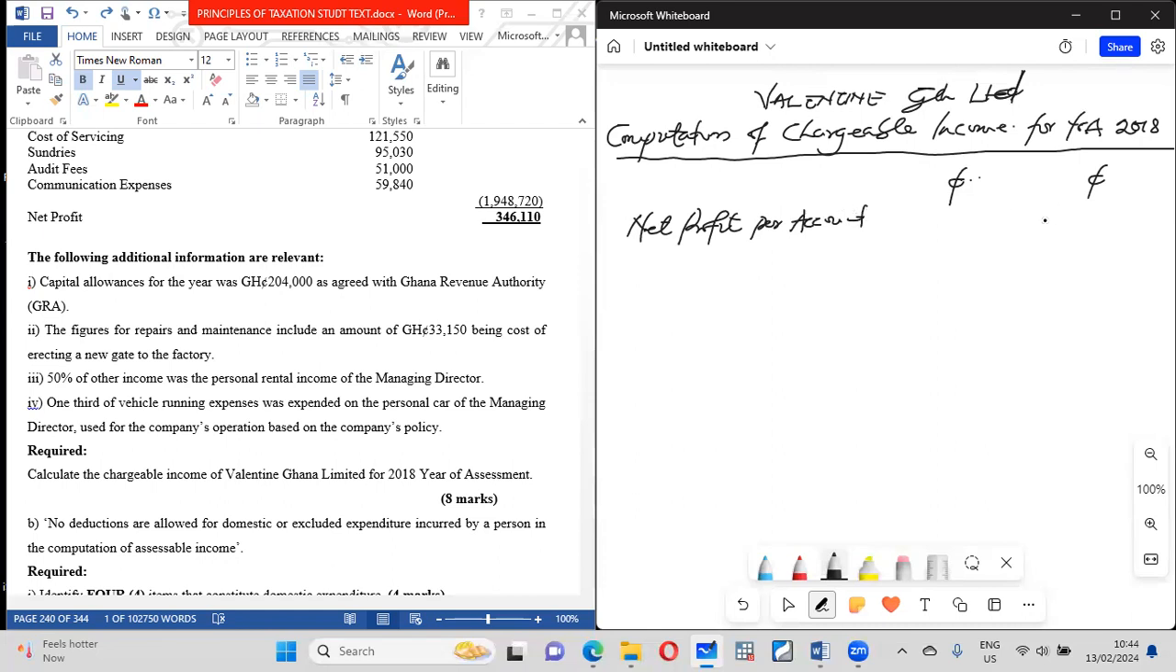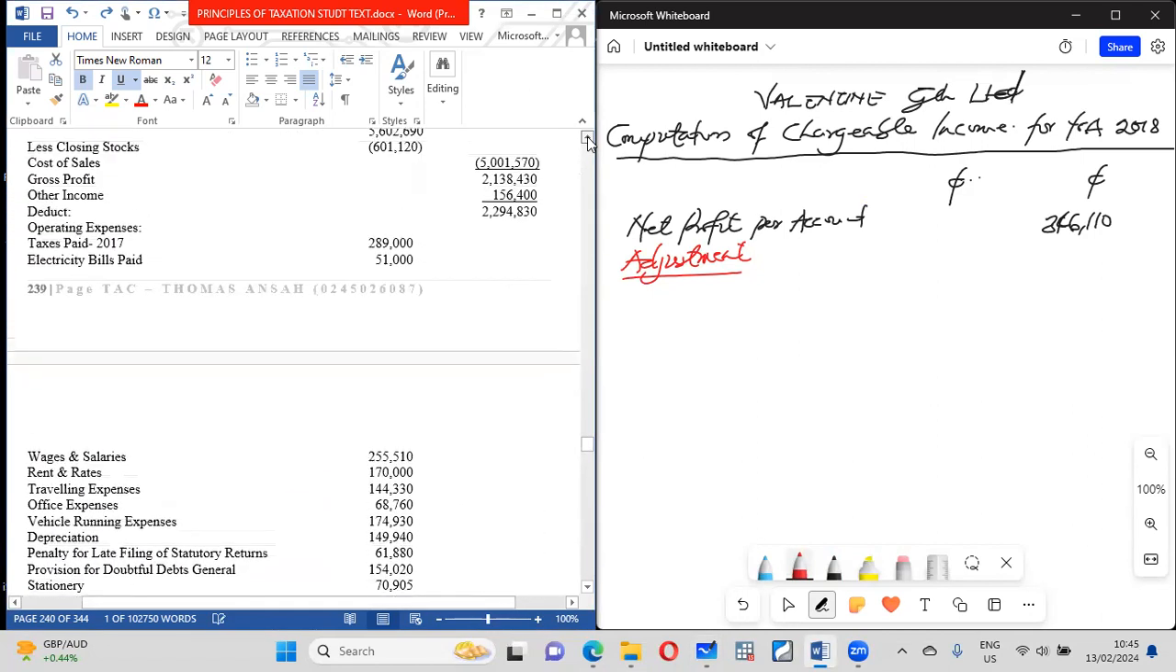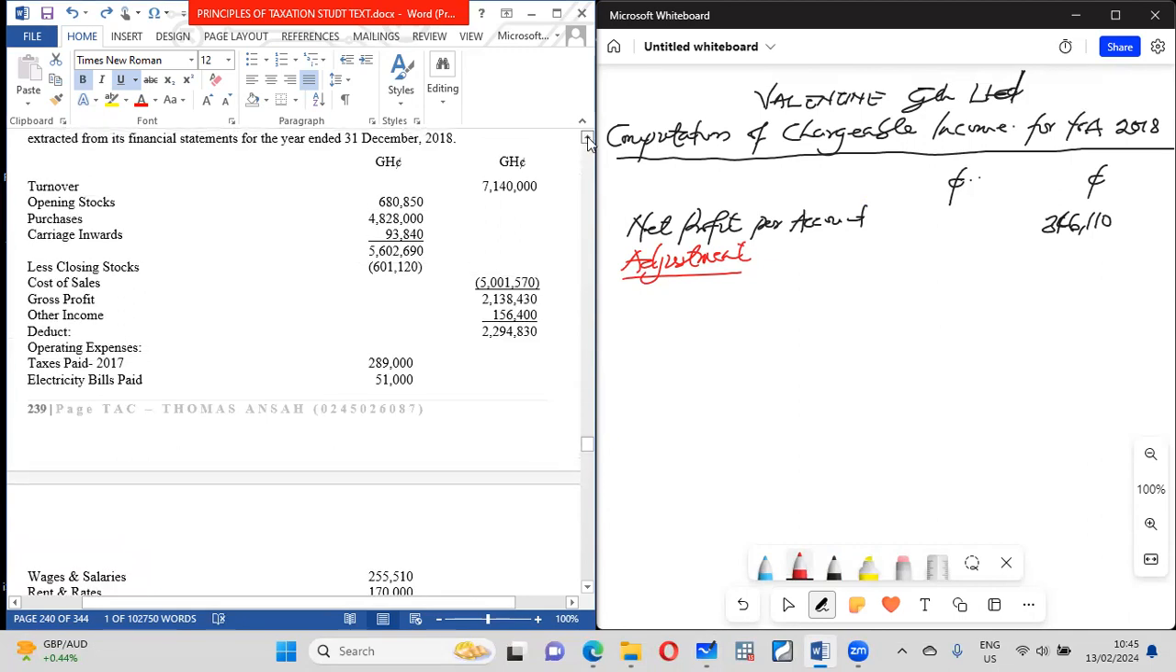Put it here, we have 346,110. Then you come in with your adjustments, so you write adjustment. These are the things they deducted that they shouldn't have deducted, and the things they added that they shouldn't have added. Those are the things you are going to deal with. So let's start. Every company is allowed these items. Remember, Section 11 talks about deducting closing stock. It's fine, so there's no problem here.